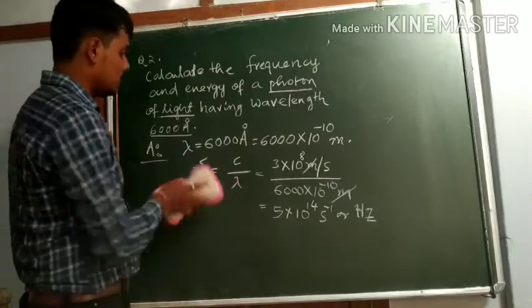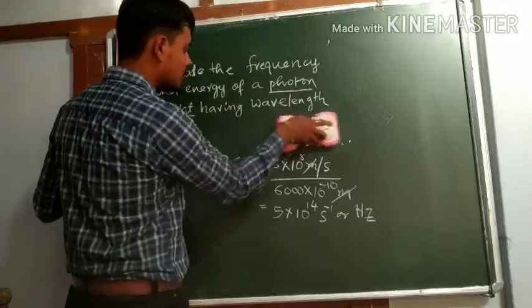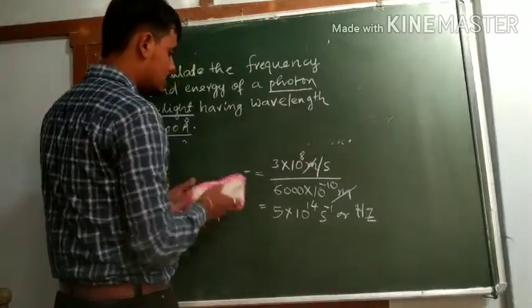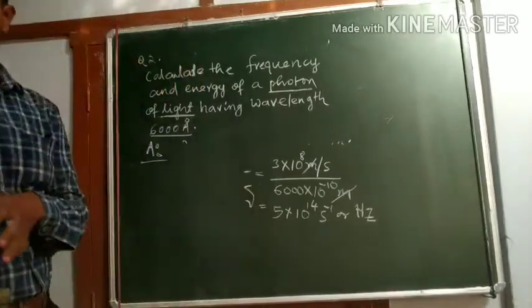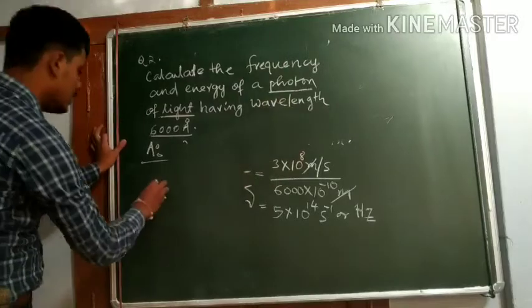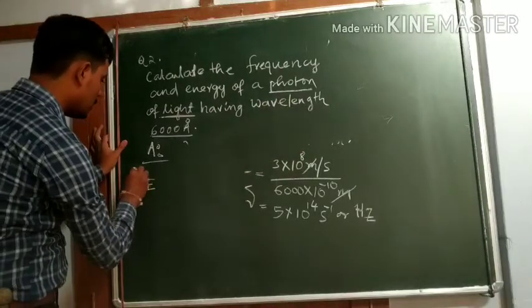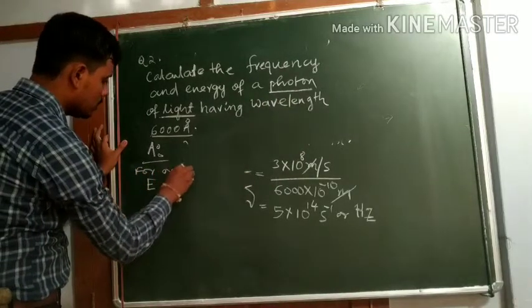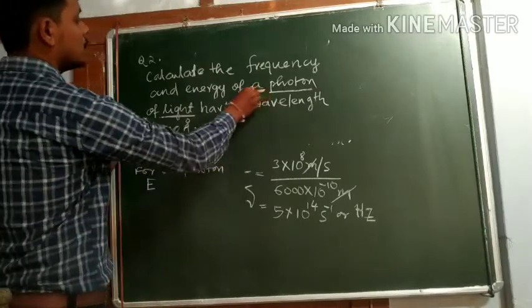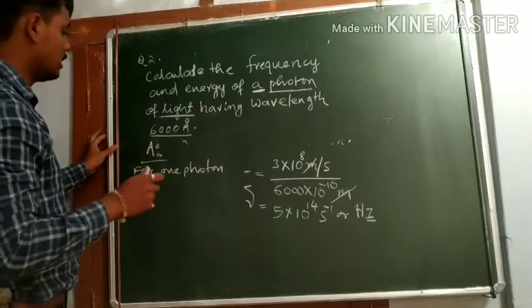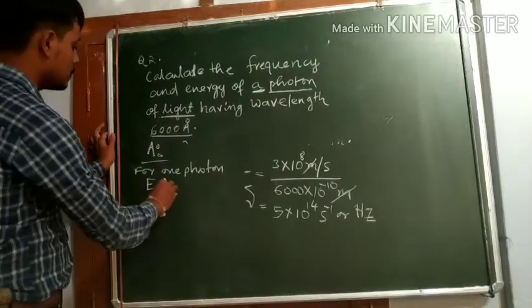Now, what is the energy of a photon of this frequency? So energy is for one photon. In the question it is given a photon, that means one photon. So for one photon energy is E equals to h nu.